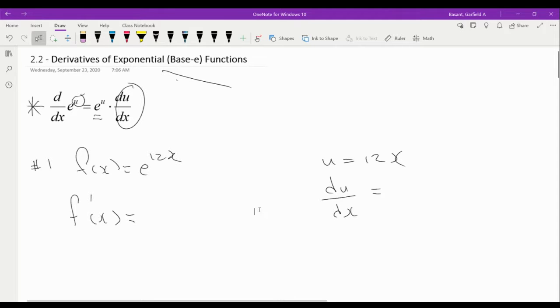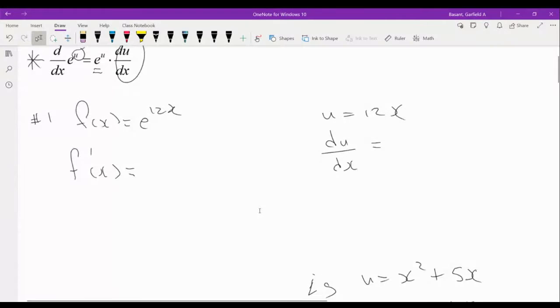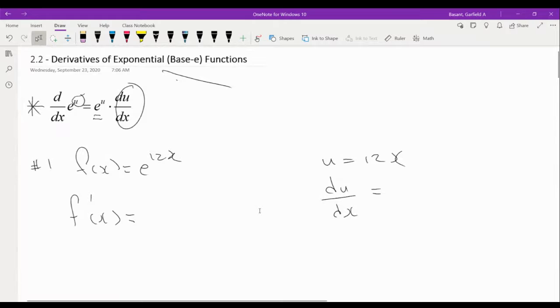12, 12, 12. Sounds good. Don, do you agree with the 12? What was that? You had 144x? Oh, not sure. I was trying to solve the whole thing.